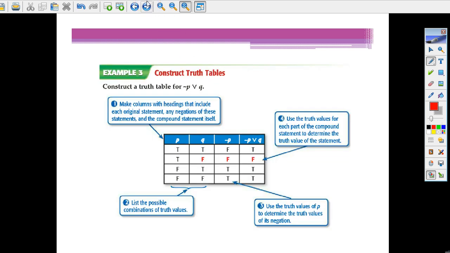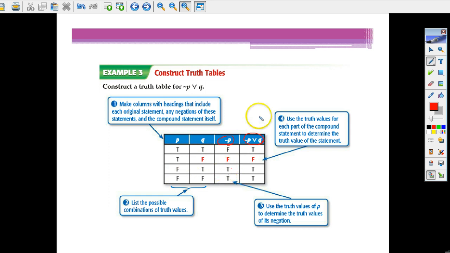Okay. To construct a truth table for not P or Q, here is what you're trying to make. You have a P and a Q and a not P. So you have a true, true, not P. Whatever is in the first column, you're going to do the opposite for the not P column. So here's true, true, false, false, false, false, true, true. Because this is just not P. Whatever P is, it's not. So if it's true, it's false. True, false, false, true, false, true.